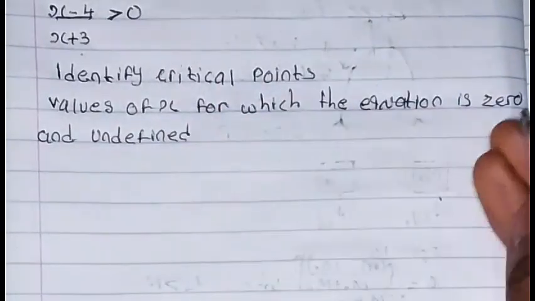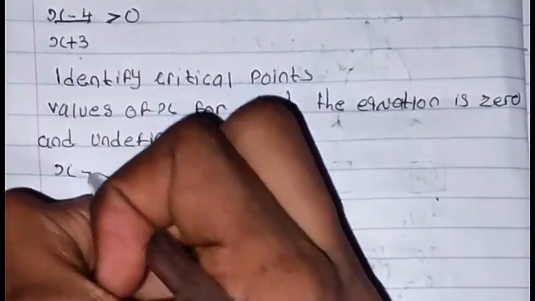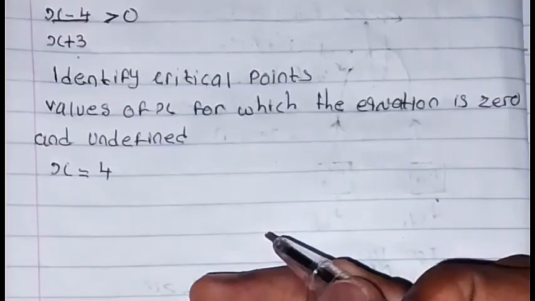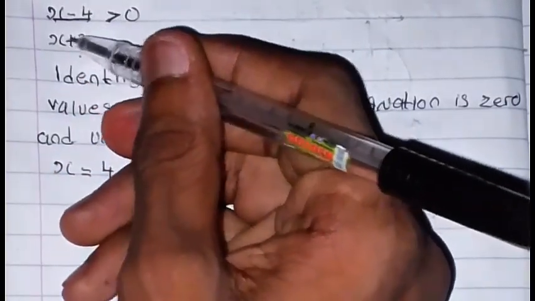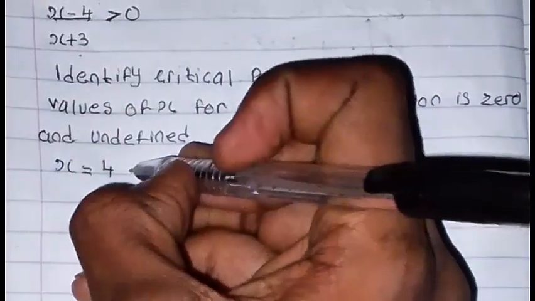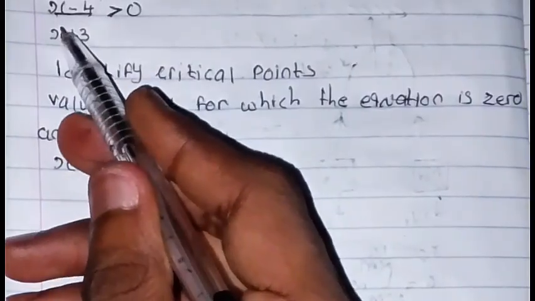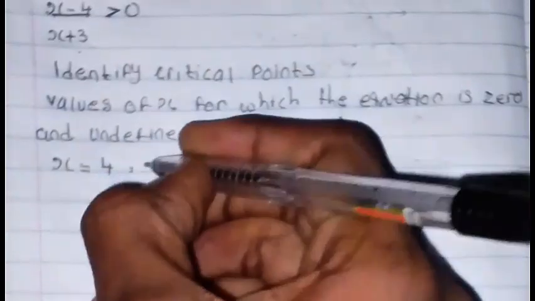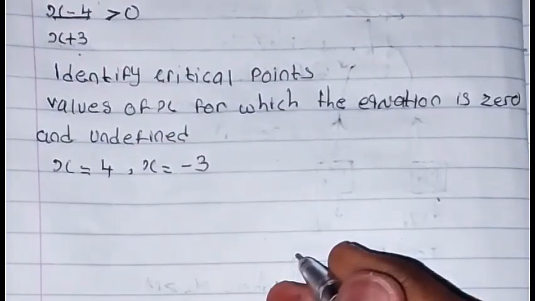So for the expression to be equal to 0, x equals 4. Why? Because 4 minus 4 is 0, 4 plus 3 is 7, and 0 divided by 7 is 0. While for the expression to be undefined, the denominator must be equal to 0. So equate x plus 3 to 0, and x becomes minus 3 by collecting like terms. Now these are the critical points.